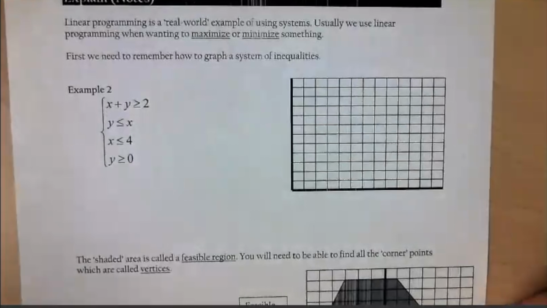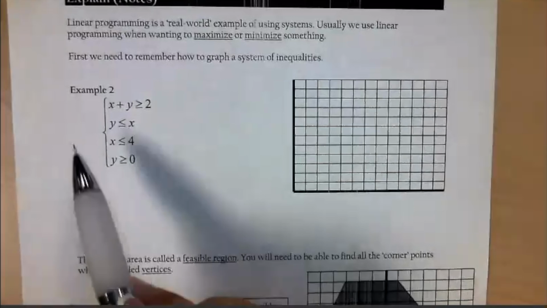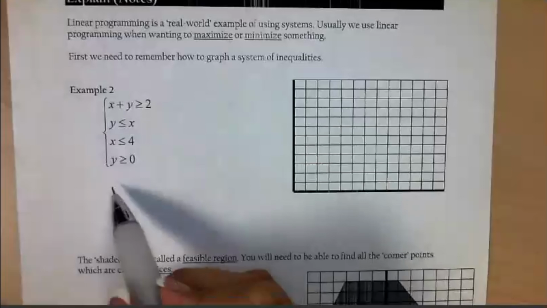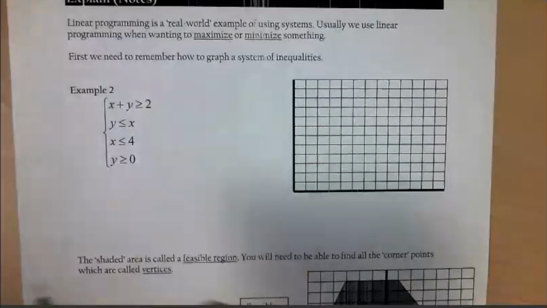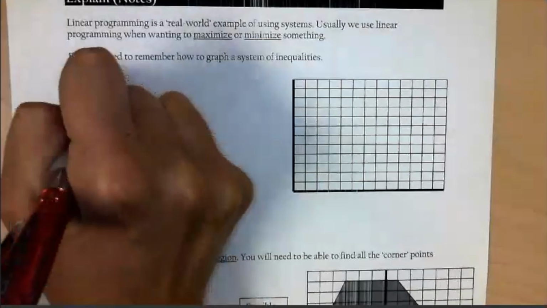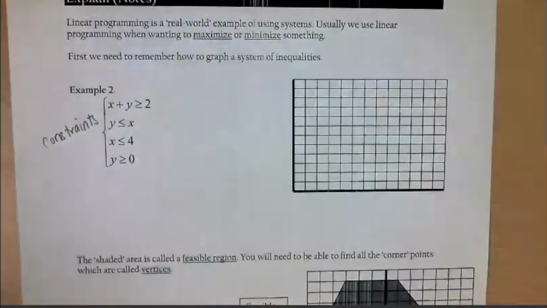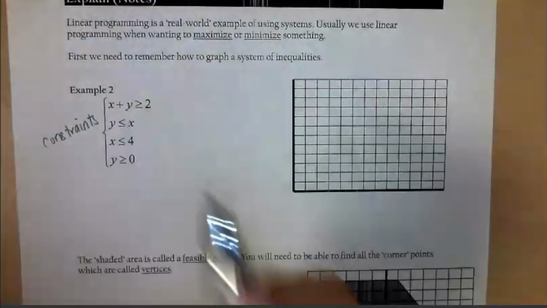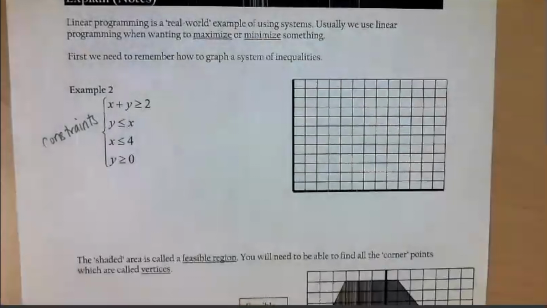So we're going to go over some vocab as we go through the activity, and we're going to review graphing systems of inequalities from Algebra 1. When you are doing a linear programming problem, this system of inequalities is called constraints. Constraints is what's keeping us back from something. So it's our inequalities. We're going to go ahead and review graphing these.